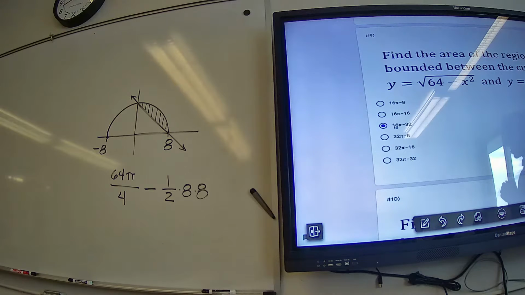Any confusion there? No? Feel good? Okay. Oh, I guess that, yeah. I was thinking that was negative area for some reason, but I forgot. Yeah.